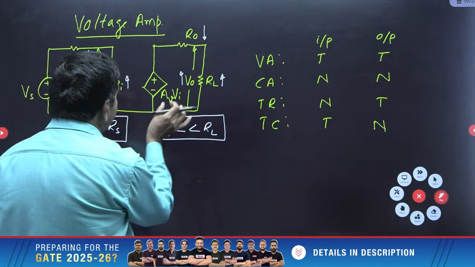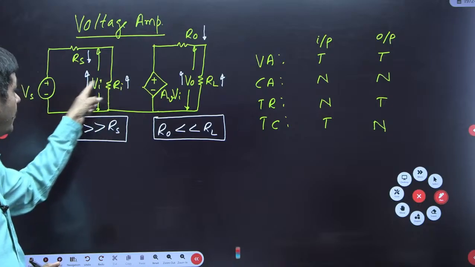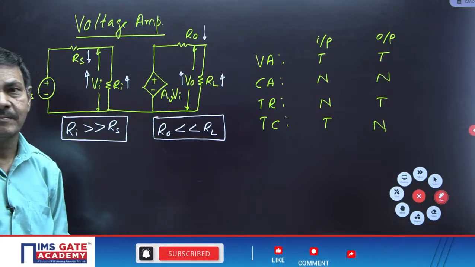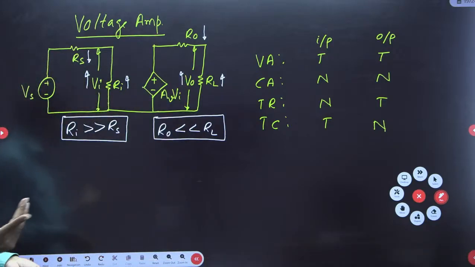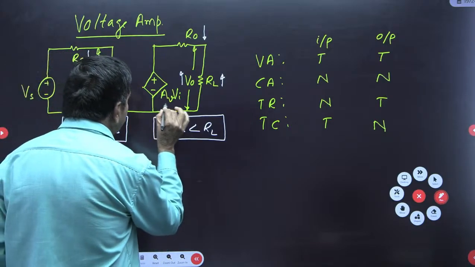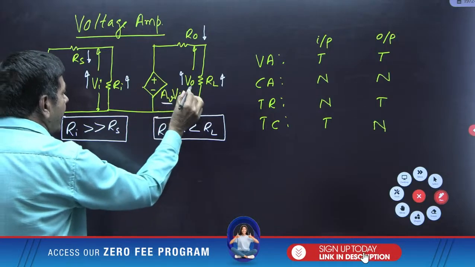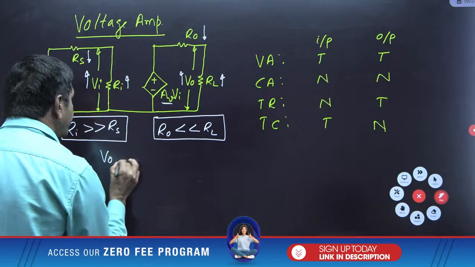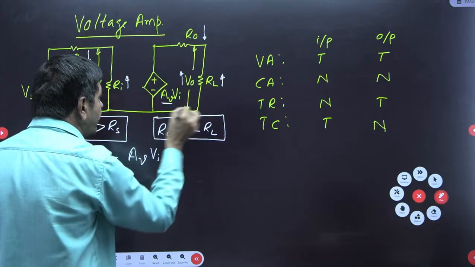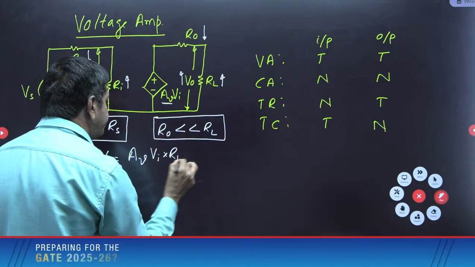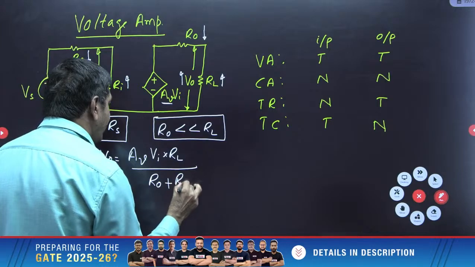In a voltage amplifier, they will ask V naught by Vi equal to how much? This voltage by this voltage. Otherwise, you may ask to find A suffix small v. You may ask any question. But suppose you are asked to find out the AV in the problem. How will you find it? This is the Thevenin's equivalent circuit. I want to find V naught from the given circuit: AV into Vi, and applying the voltage division formula, into RL by R naught plus RL.